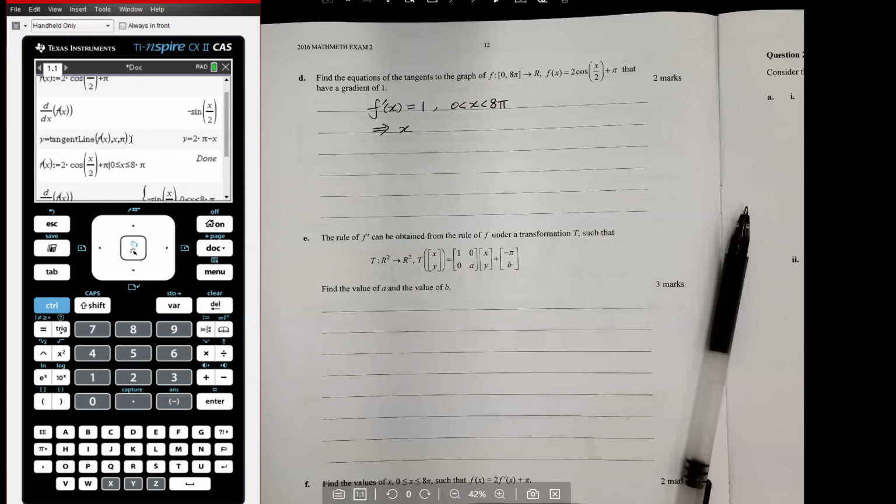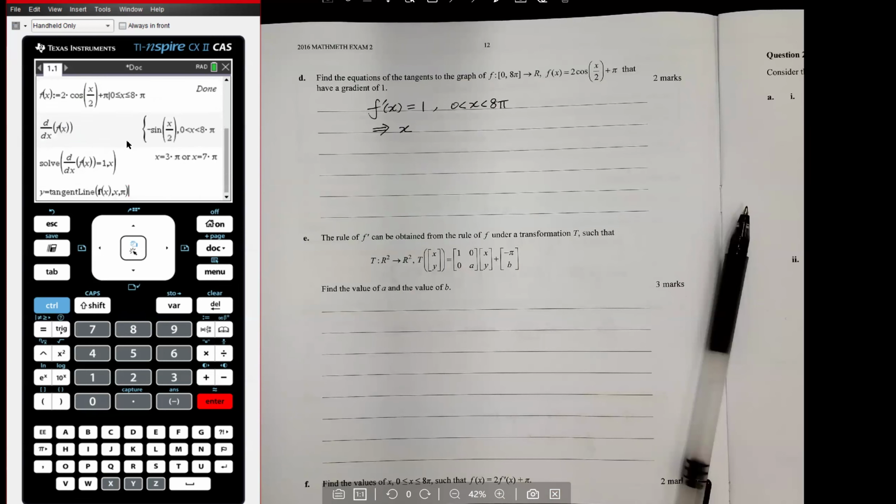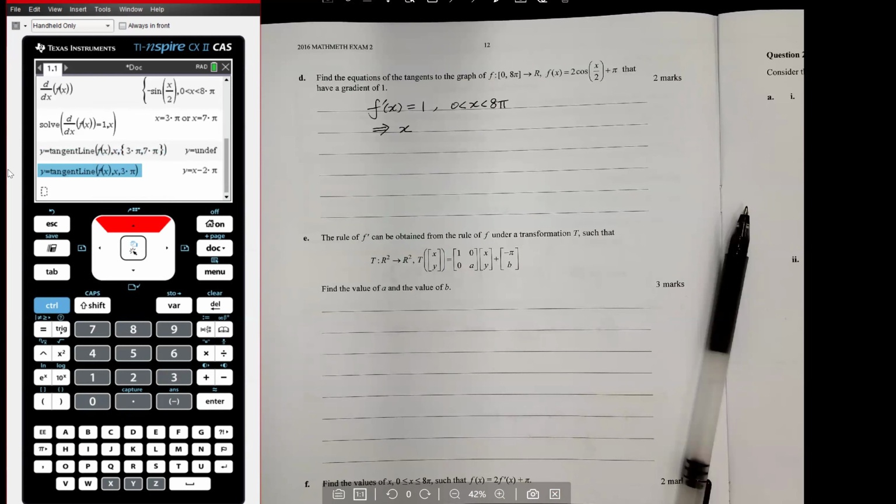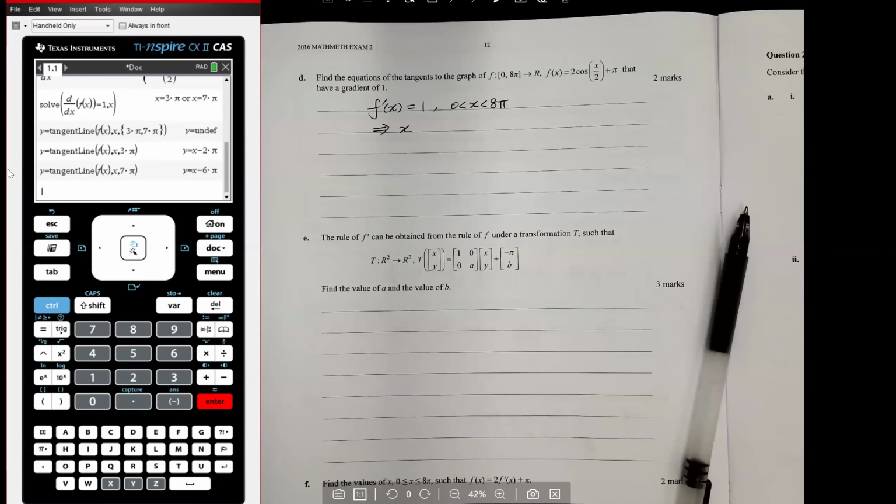Then what I'm going to do is grab y equals tangent line f of x, x, pi, this command, but I'm going to put a curly bracket. That is 3 pi and 7 pi. Oh, actually, bear with me. It doesn't allow me to do this. So I'm going to say 3 pi and 7 pi. Okay.